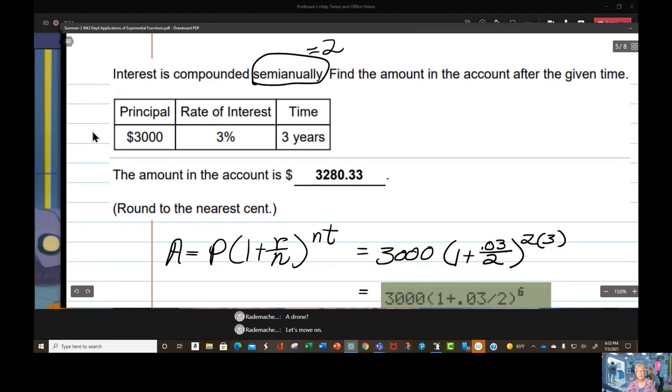Now, I like looking at tables. You get used to them when you're in math. The principal is $3,000. The rate of interest is 3%. The time in the bank is 3 years. And finally, we have a different compounding period. N equals 2 for semi-annual. Woo! Finally.